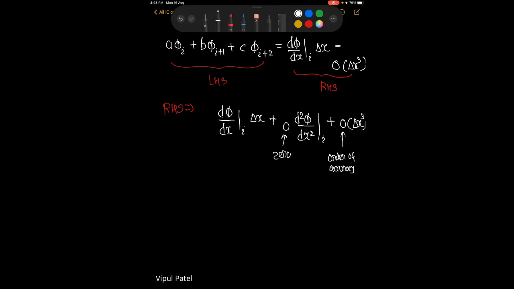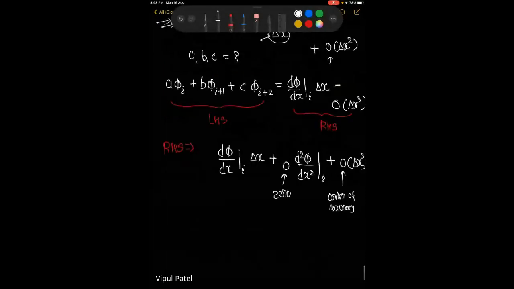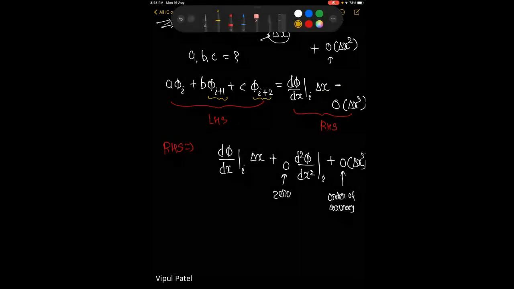We will try to get similar terms on the left hand side, and then we will have a one-on-one comparison between the left hand side term and the right hand side term. Now in the left hand side term I have this particular formulation: one is phi I plus 1 and the other one is phi I plus 2. So let us try to express those particular terms using forward difference approximation.